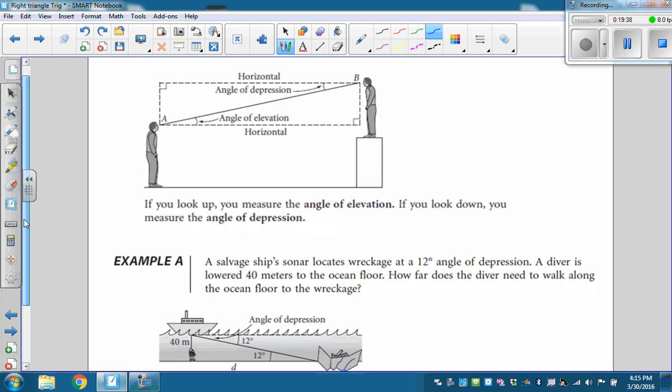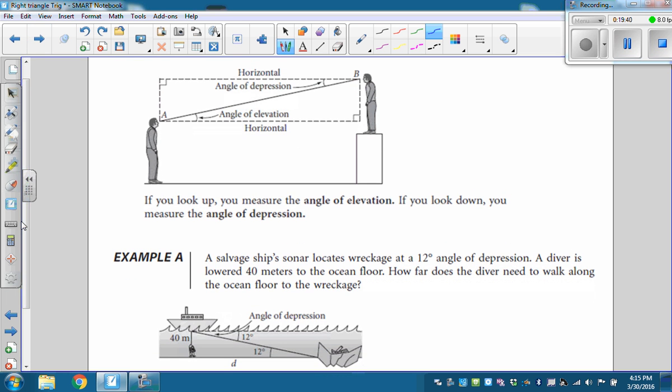Okay, one thing you need to understand is terminology. Sometimes you'll hear the term angle of depression, which is just the angle from the horizontal down, or you might hear angle of elevation, which is the angle from the horizontal, or the horizon, up. And in a word problem, you have to understand how to draw the pictures eventually. So let's look at the picture here.